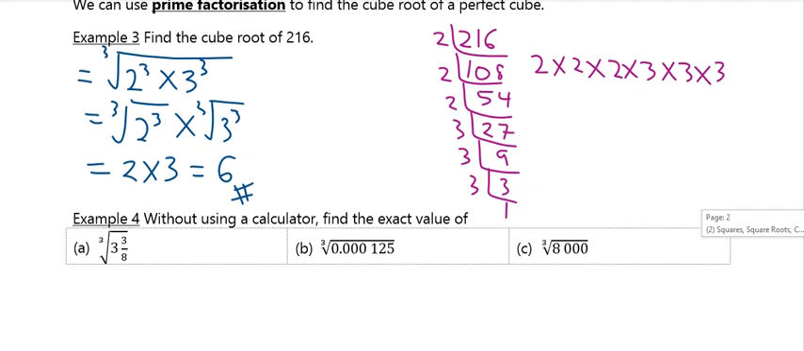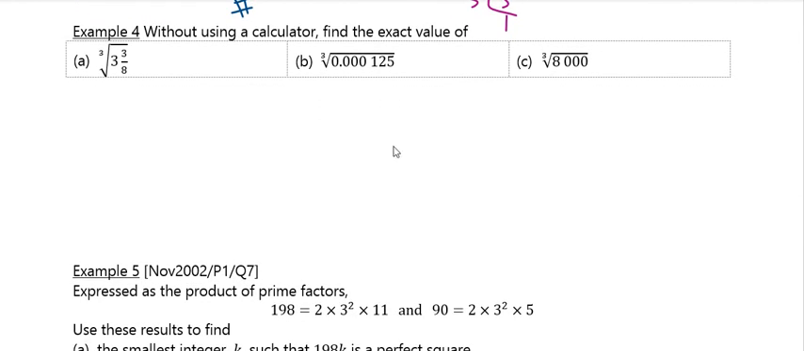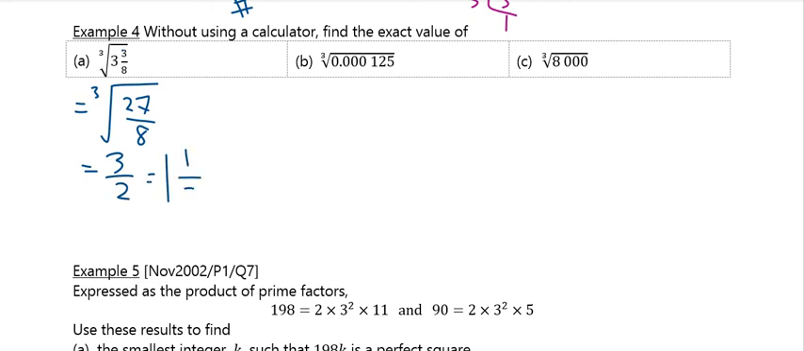Right, and then the next one. Here, example 4 will be quite similar to what you have done previously in example 2. So here you have to express this as an improper fraction. Cube root of 3 times 8 will be 24, plus 3 will be 27, and then over 8. So when you split them up, you have to find the cube root of 27 and the cube root of 8. And both of them are cube numbers. So here it will be 3 over 2, or you can make it a mixed number, 1.5.